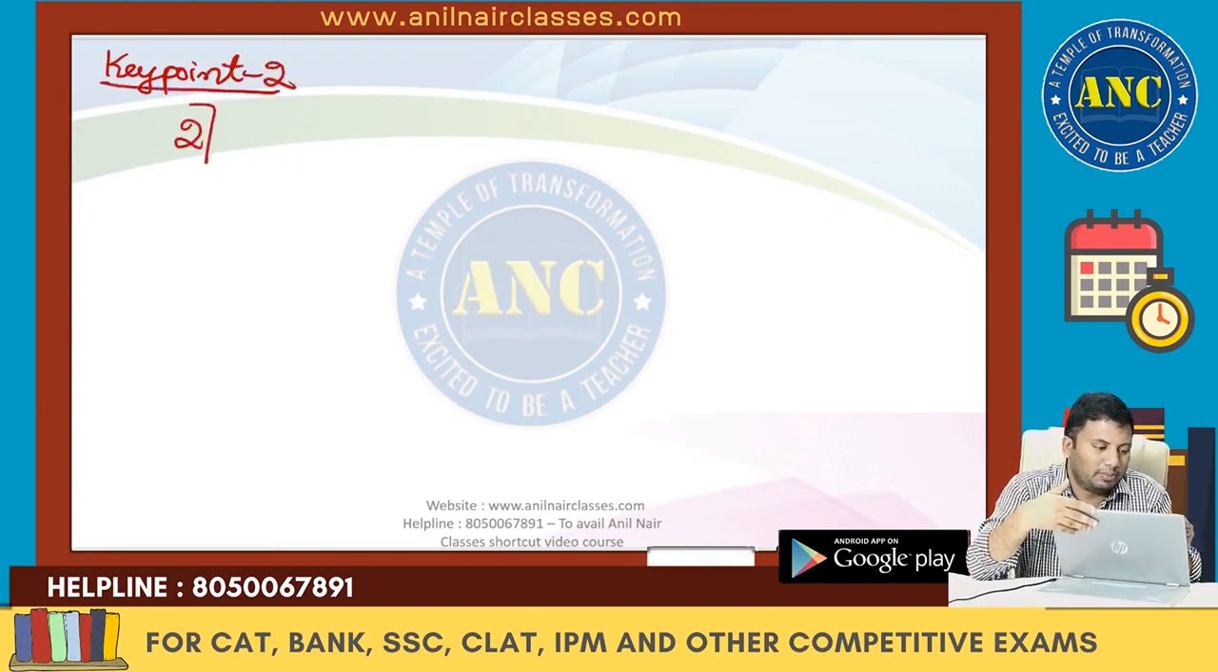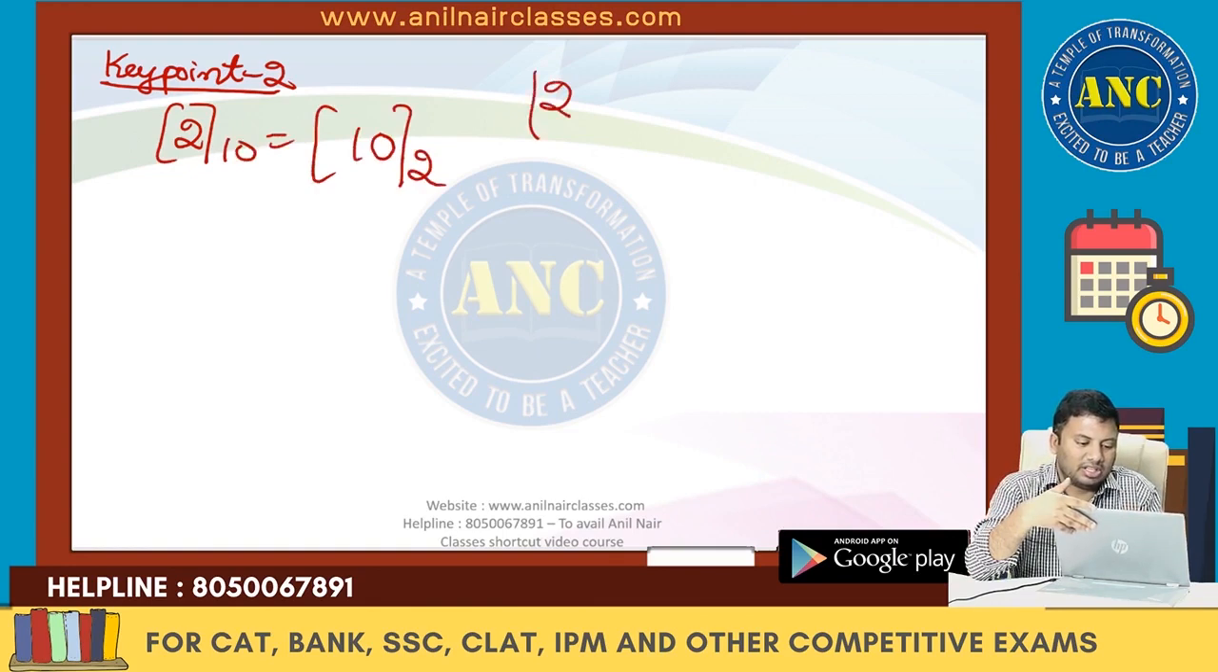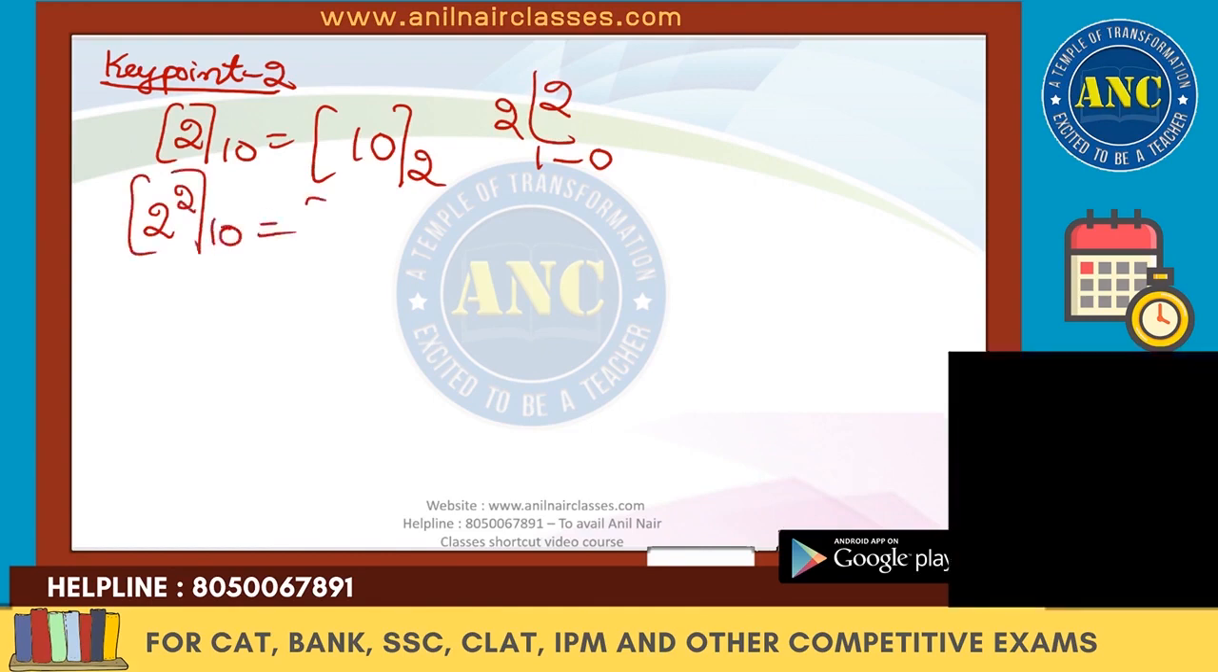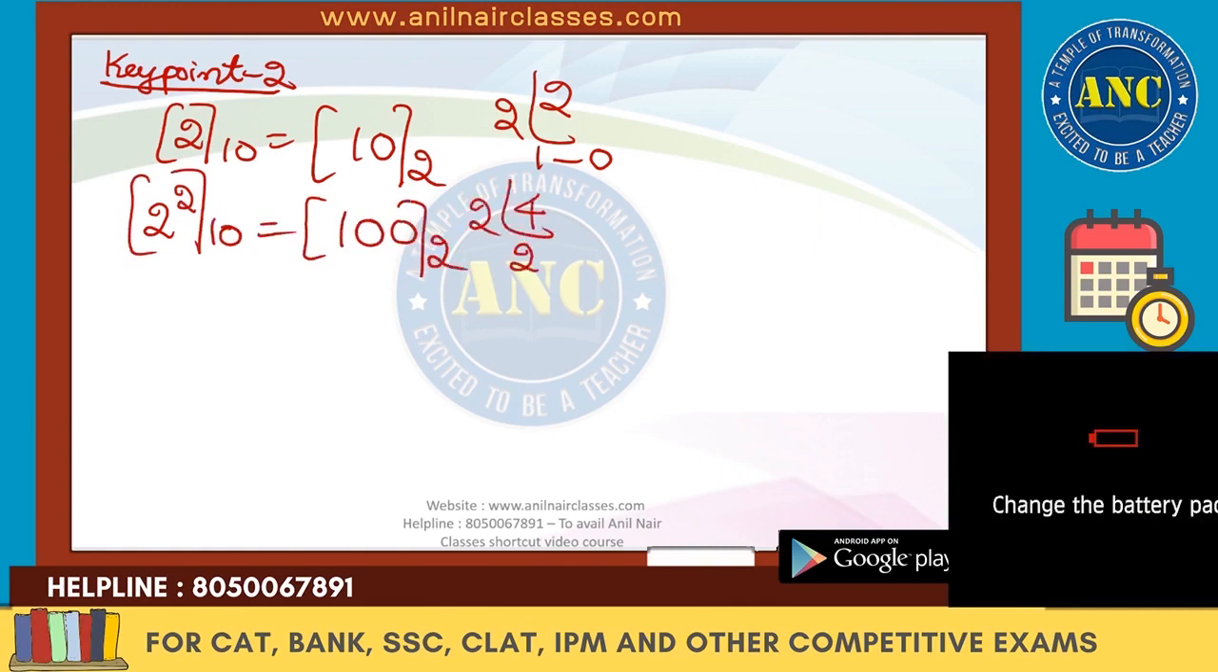Suppose 2 in base system 10. In base system 2, it is 1 0, because 2 ones are 2, remainder 0. 4 in base system 10 is 2 squared, which is 1 0 0 in base system 2. 2 2s are 4, remainder 0. 2 ones are 2, remainder 0.